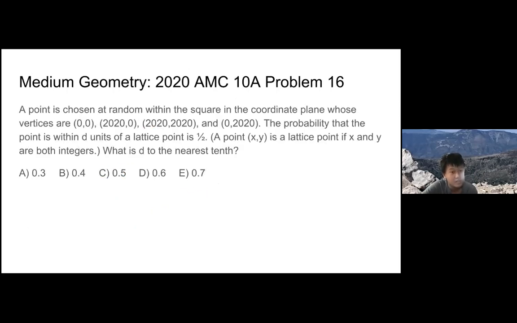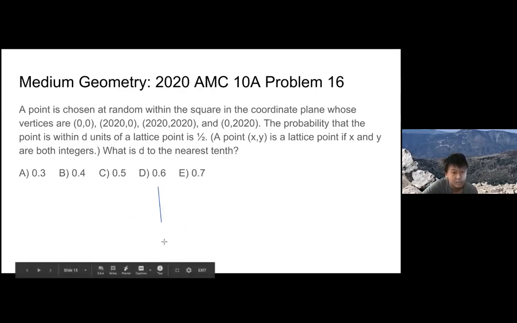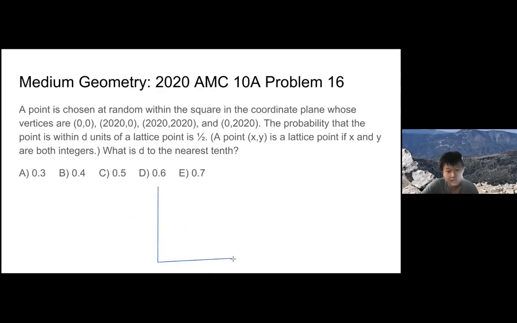Medium geometry. A point is chosen at random within the square in the coordinate plane whose vertices are these. It's a huge square, essentially. So you have this humongous square, and lattice points are points with integer coordinates. So they'll basically form a sort of square grid. They'll look sort of like this. I'm not going to draw the rest of them in. That'd take too long. And so what's the probability? The probability that the point is within d units of a lattice point is 1/2. And what's d to the nearest tenth?